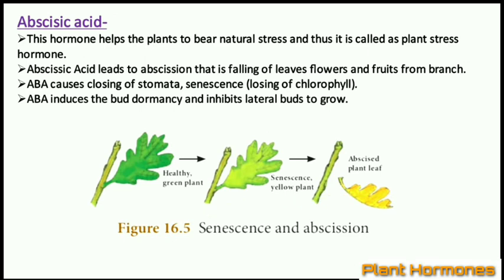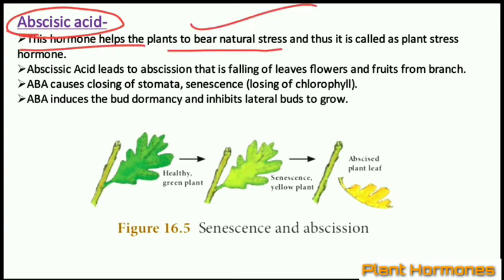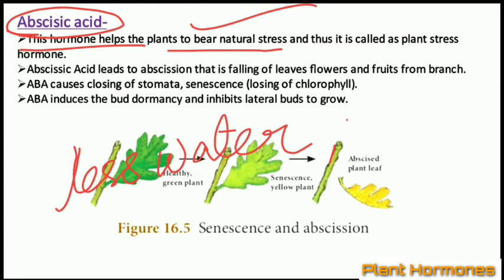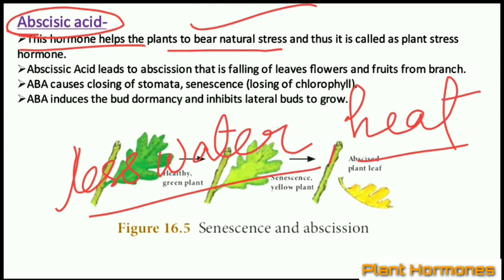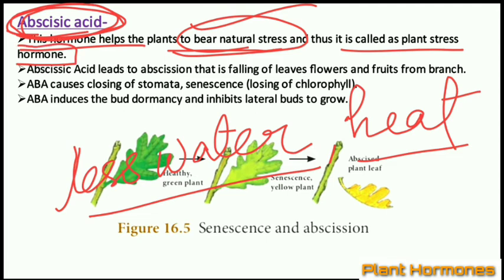Now, the next plant hormone is abscisic acid. This hormone helps the plant to bear natural stress. What are natural stresses? When the plant gets less water or more heat, these are stresses on the plant. Abscisic acid helps the plant to bear these kinds of stress. That is why abscisic acid is called a stress hormone. To fight the stress of less water, heat, and all these harsh situations, abscisic acid helps the plant.